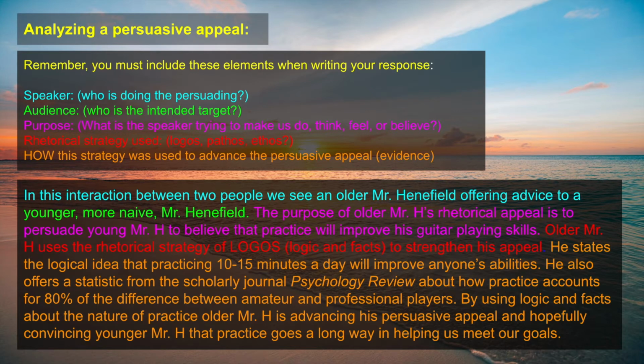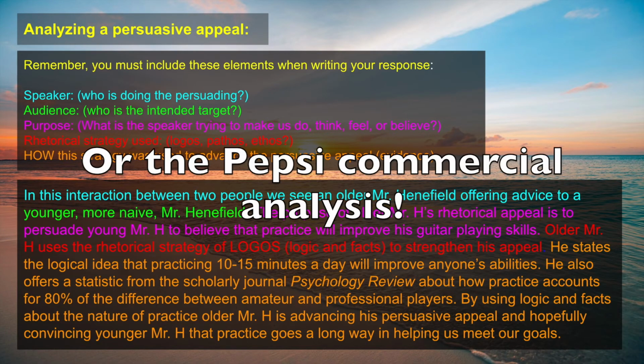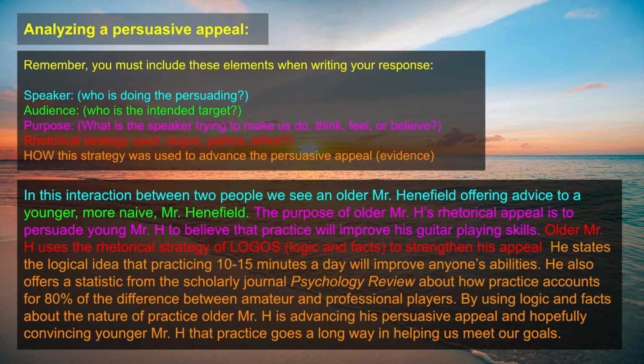Okay, hello everybody. So, this is a written example of how you would analyze a persuasive appeal. This is what you're going to do this week for your assignment when you watch the movie clip from The Pursuit of Happiness. But you can do this for any piece of rhetoric you see in the world, a commercial, a politician, a friend or a family member trying to convince you of something. You can use this anytime you see rhetoric in the world. So remember, you want these elements every time you're writing a written response. You want to identify the speaker, the audience, the purpose, the rhetorical strategy being used, and how that strategy is being used to advance or strengthen the persuasive appeal.